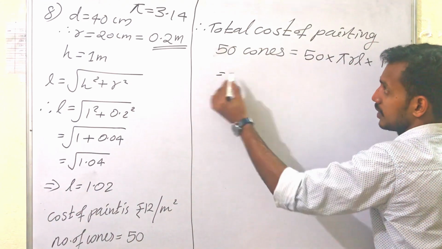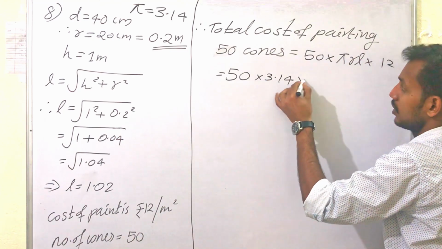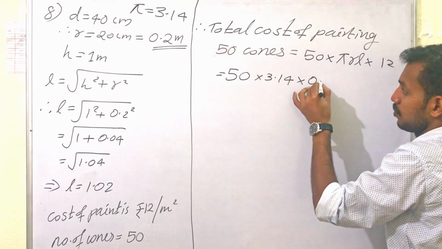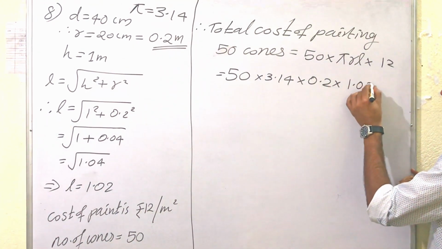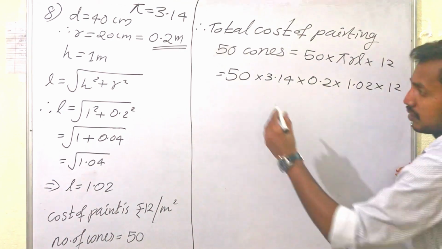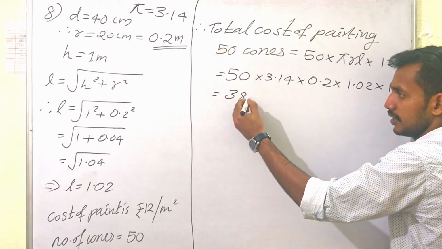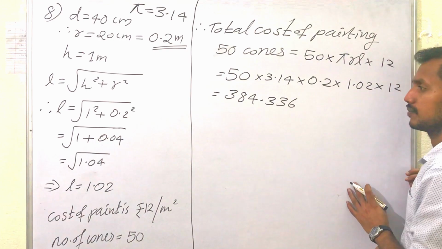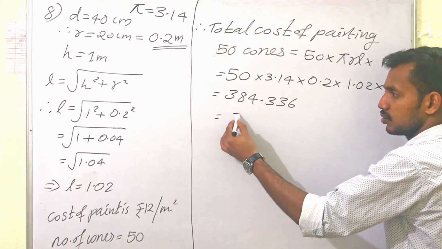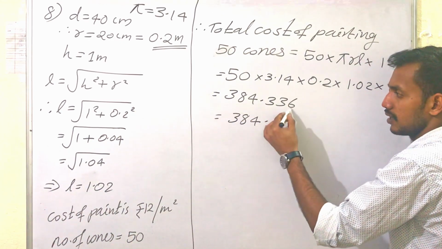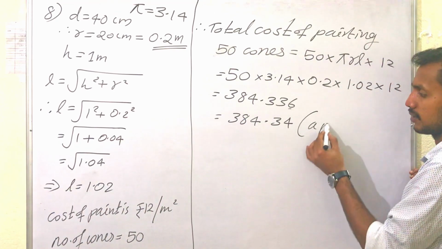Substitute those values, we will get 50 into what is pi? Pi is equal to 3.14, into what is r? r is equal to 0.2, into what is l? L is equal to 1.02, into 12. Just calculating all these values, we will get 384.336, that is equal to 384. Rounding this value, we will get approximately 384.